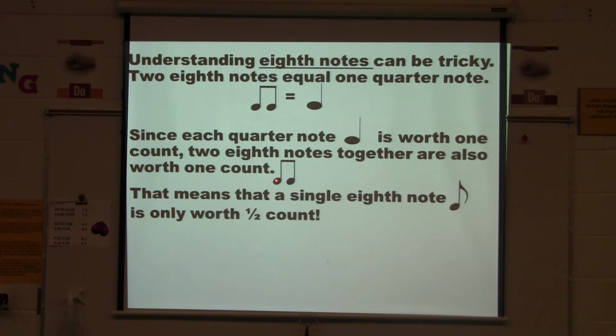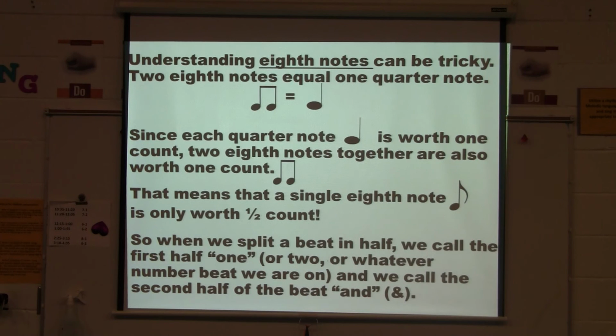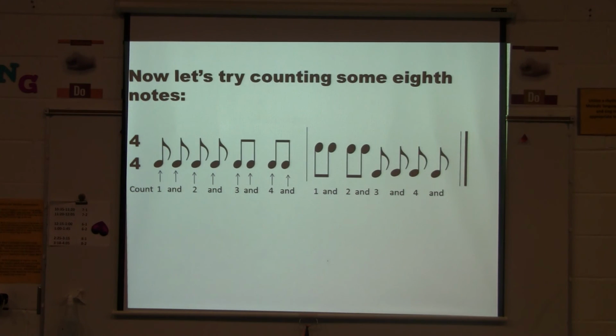So this one would be the first half of the count, and that one would be the second half of the count. When we split a beat in half, most musicians call the first half of the beat 1 or 2 or whatever beat we're on. It could be beat 6, beat 5, however we're counting. The first half of the beat is the number part of the beat. And the second half of the beat we say and. All right, so let's try counting some eighth notes.